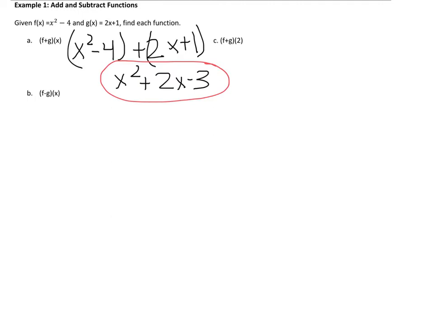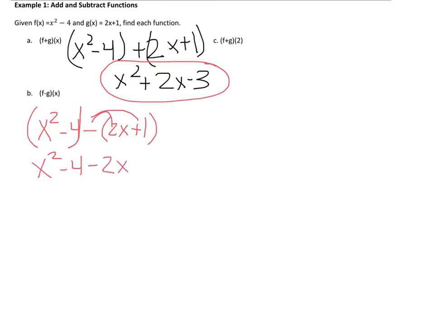In B, we're just going to be subtracting. So we have f minus g times x, so we're going to have x squared minus 4 minus 2x plus 1. Now remember that minus is going to go to each piece. It's going to go to the 2x and to the 1. So we're going to have x squared minus 4 minus 2x minus 1. We can combine like terms and we'll end up with x squared minus 2x minus 5 as our final answer.